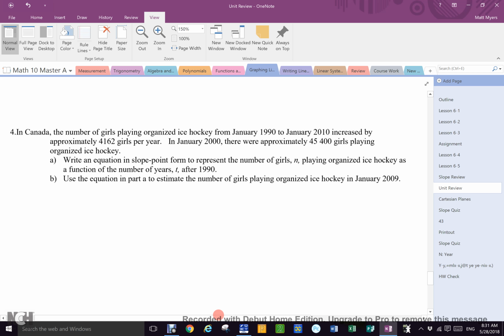Because what is being counted here? There's 2 things that are being counted. What are they? If you didn't do this question, you should be paying attention. If you did do this question, you already know this answer. So somebody should be able to tell me the 2 things that are being counted here. Year and number of girls. Right. There's a time, and there's a number of girls.